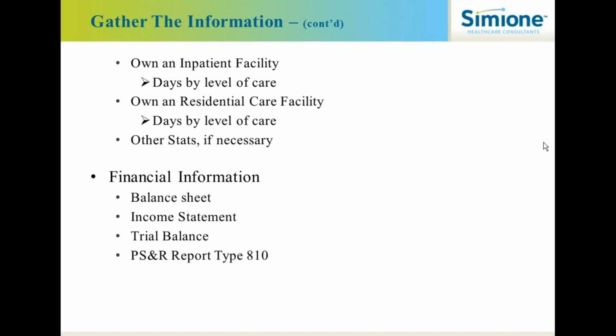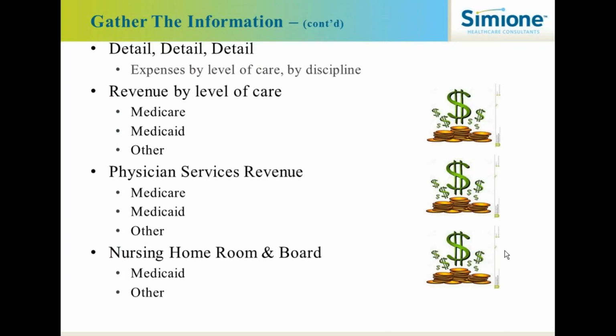Other financial information you're going to need will be your balance sheet, your income statement, your trial balance, and your PS&R report type 810. So moving along to the next slide, remember, this cost report contains a lot of detail. The expenses are by level of care and by discipline. The revenue is by level of care and must be broken out between Medicare, Medicaid, and other payer sources, as well as physician services revenue must be broken out by the 3 levels of care.